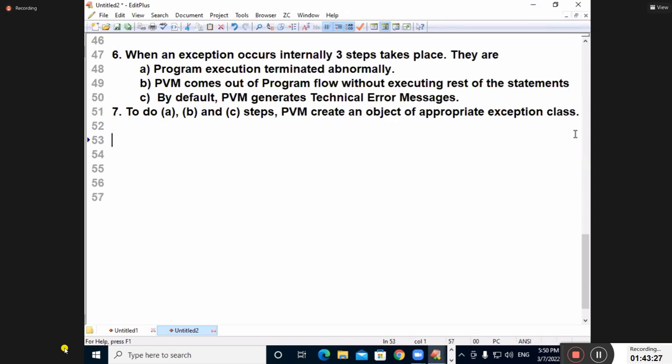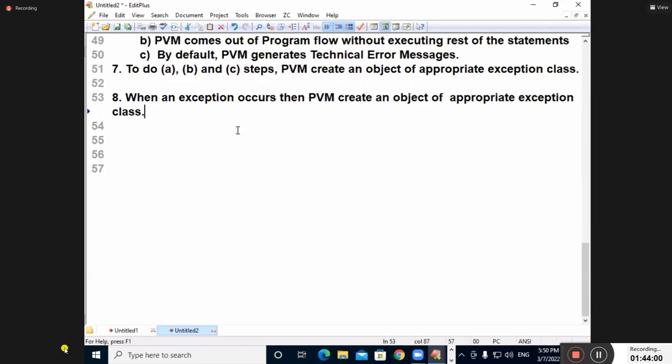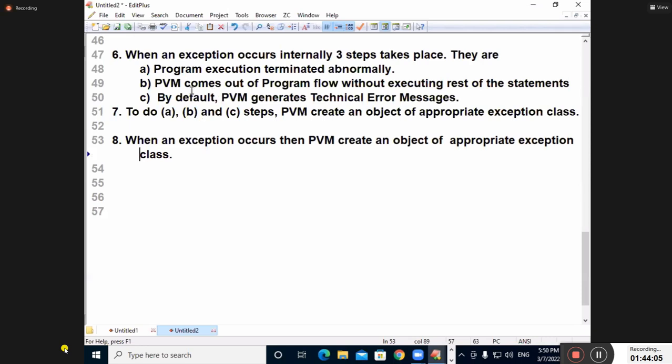Good. Last and final, I am writing it. Whenever an exception occurs, then PVM, when an exception occurs, what will PVM create? PVM will create an object of the appropriate exception class, and program execution is abnormally terminated. PVM comes out of it.